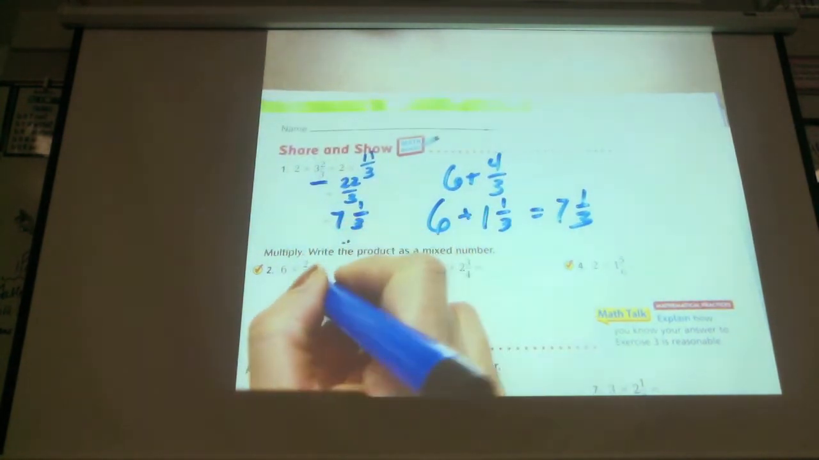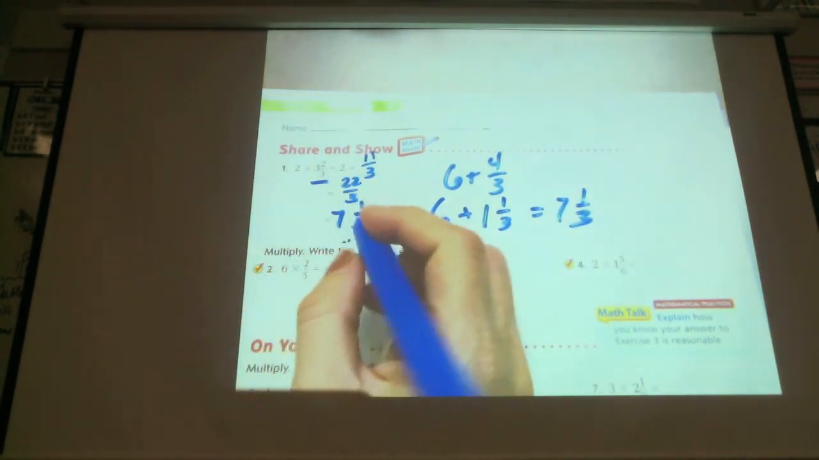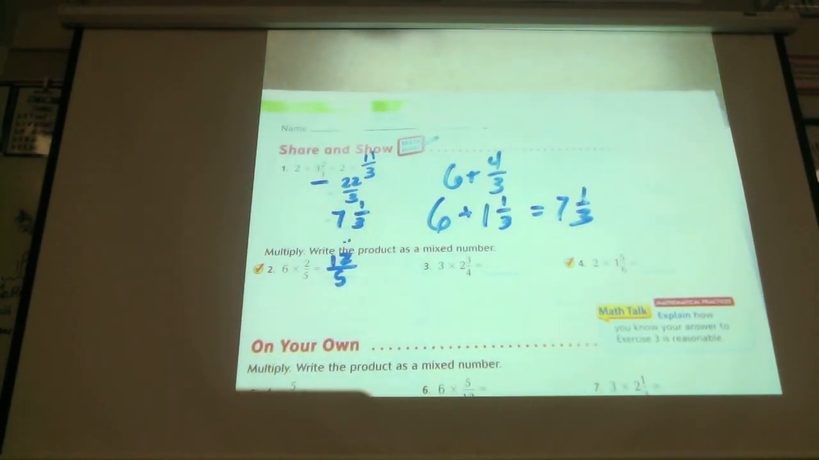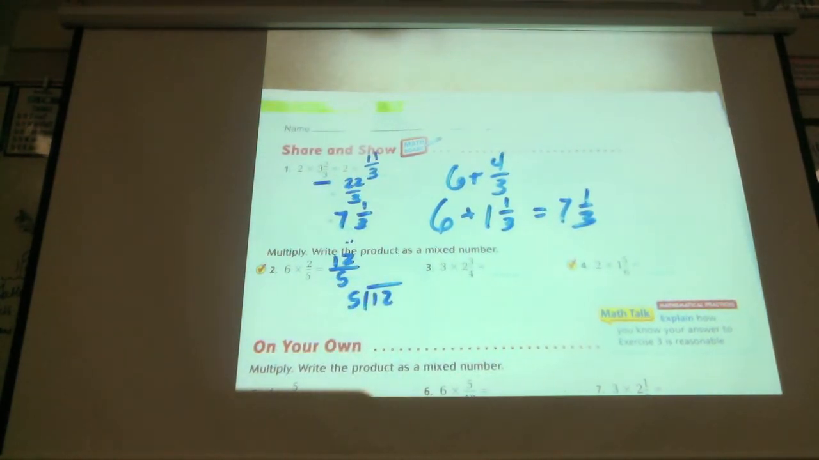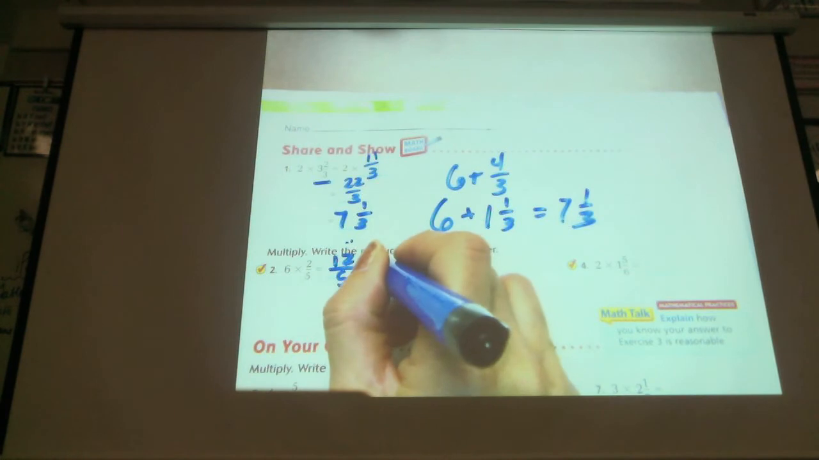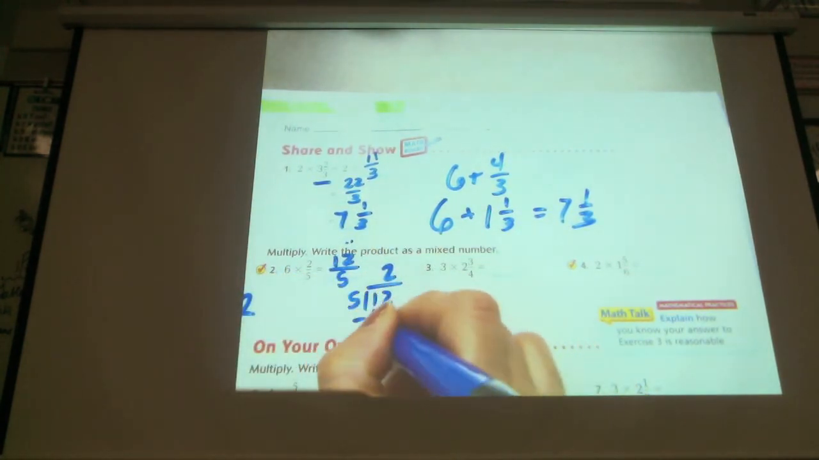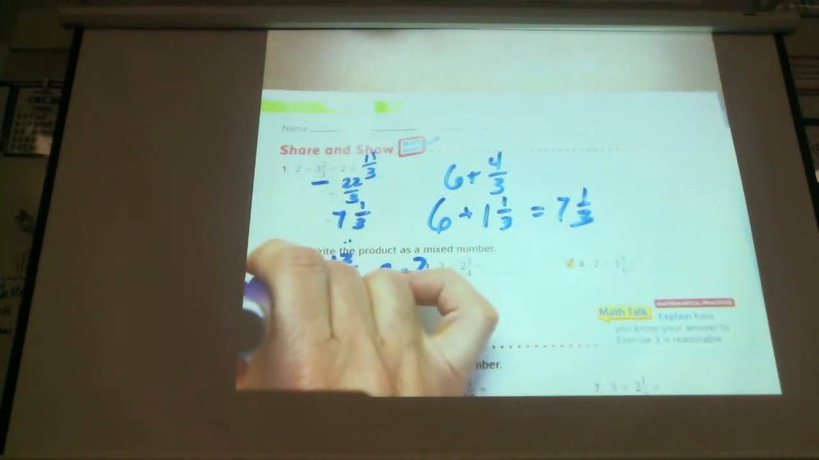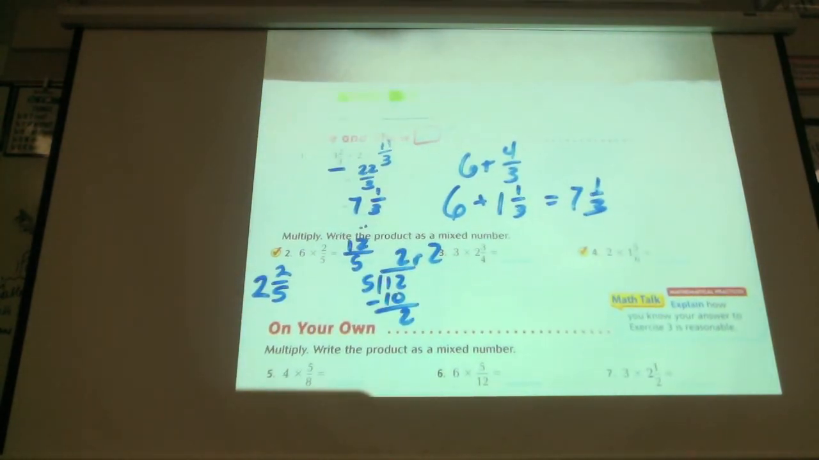First of all, what is my denominator going to be? 5. And my numerator, I'm going to multiply 6 times 2 and I get 12. And then to change this to a mixed number, I do 12 divided by 5. What is 12 divided by 5? 2. So my whole number is 2. I subtract and my remainder is 2. So my fraction is going to be 2 and 2/5, 2 parts left out of the fifth-size pieces.